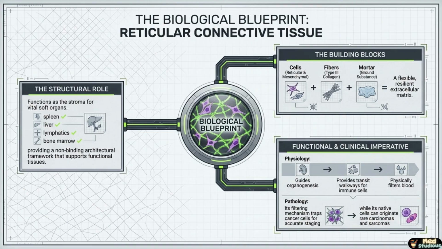The functional and clinical imperative is vast. Physiologically, it guides embryonic organogenesis, provides transit walkways for immune cells to hunt, and acts as the physical framework to filter the blood. Pathologically, its incredible filtering mechanism traps migrating cancer cells, allowing for accurate staging via the sentinel node, while mutations in its native cells can originate rare carcinomas and sarcomas.